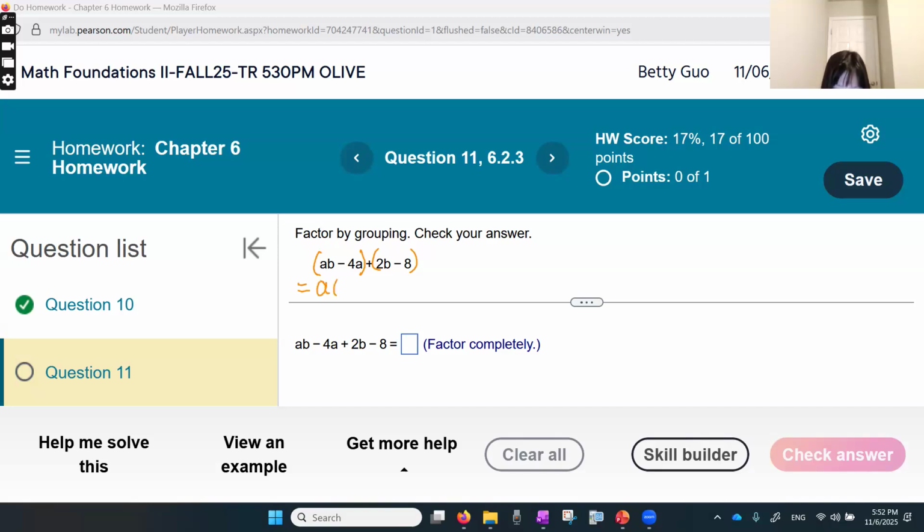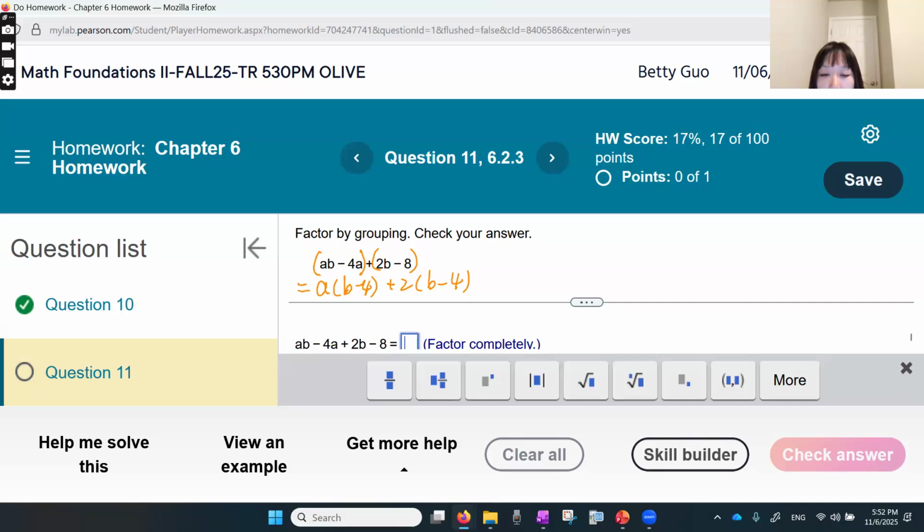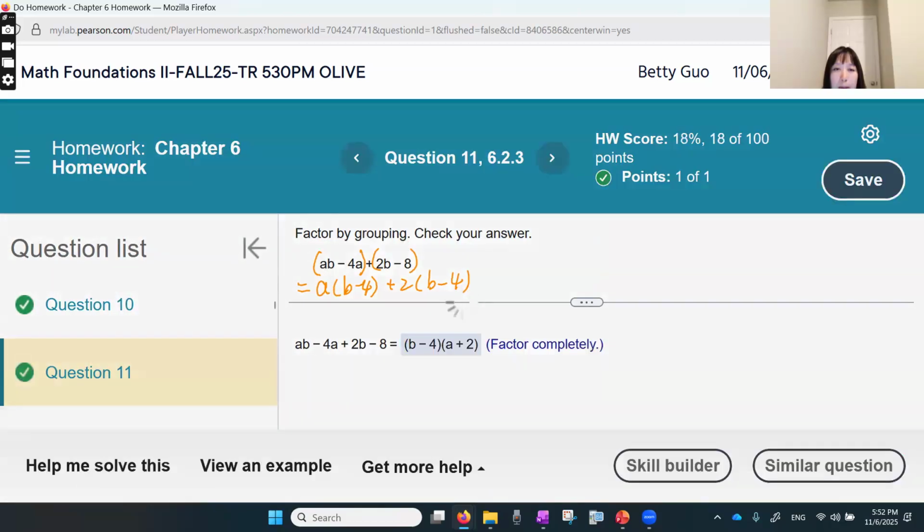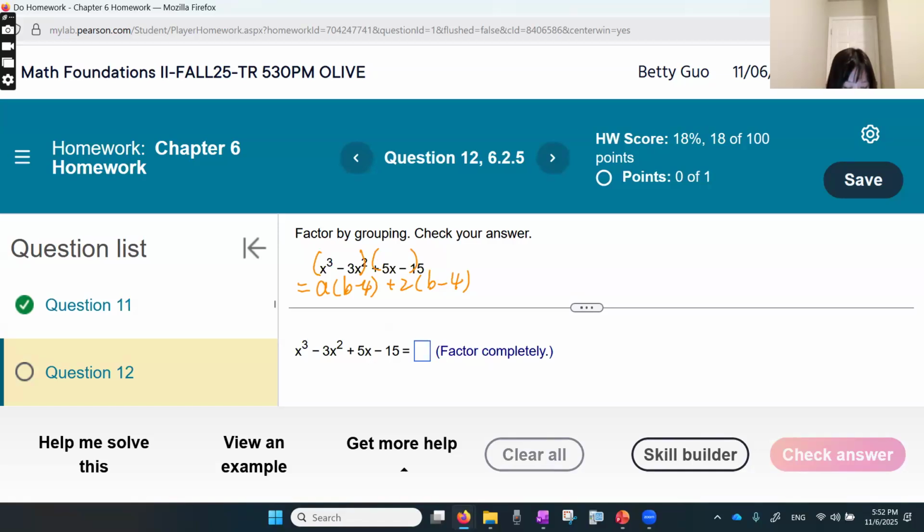Okay, we have an A out. So we have B minus 4. And we have 2 out, B minus 4. Yes or no, guys? Yes. You should know how to continue from here. So they have a common binomial factor, B minus 4. And then inside the parentheses, you have A plus 2. Agree, everyone? Okay, there we go. Just like that. Now I have to erase those.